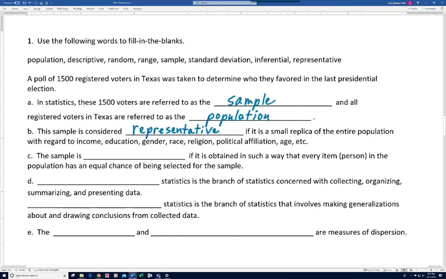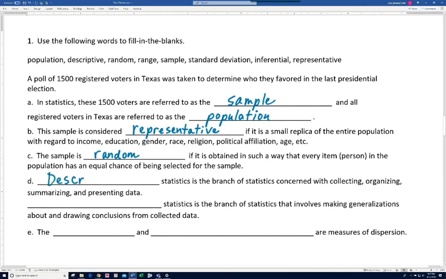In Part B, it says this sample is considered representative if it's a small replica of the entire population with regard to income, education, gender, race, religion, etc. Letter C, the sample is random if it is obtained in such a way that every item or person in the population has an equal chance of being selected for the sample. So in other words, if you had a database of all Texas registered voters and you could randomly choose 1,500 people, there's all sorts of programs that do that, that would give you a random sample.